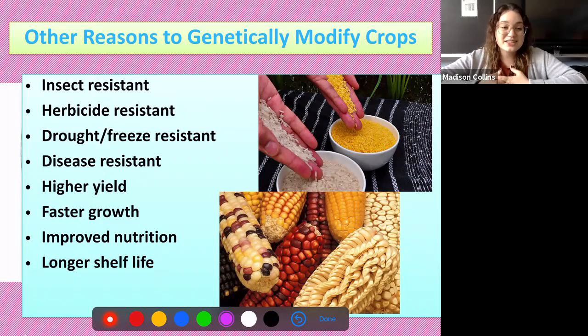We could genetically modify them to have a higher yield, which means produce more. We could genetically modify them to grow faster. We can also genetically modify them to have improved nutrition to help us out more, as well as have a longer shelf life so they last longer. These are all reasons why genetically modified crops are a good thing that could really help us out in solving some of those issues that we face.